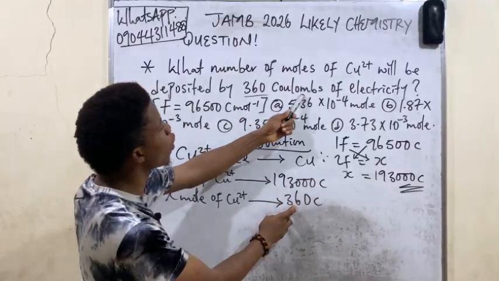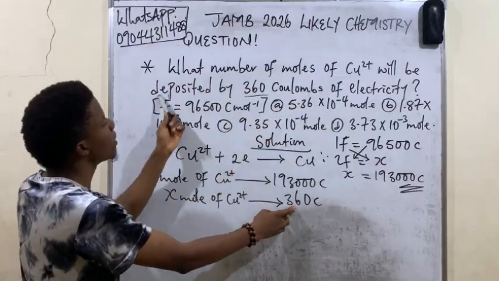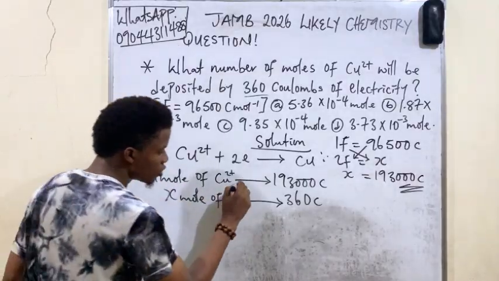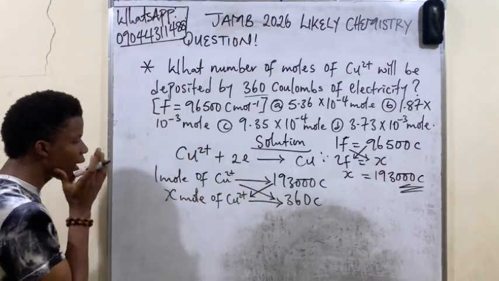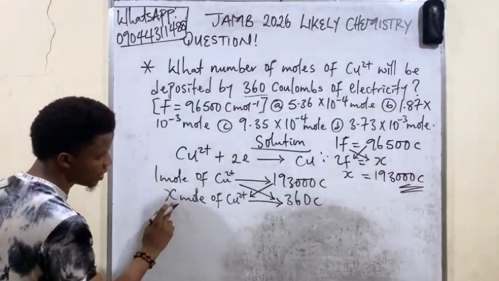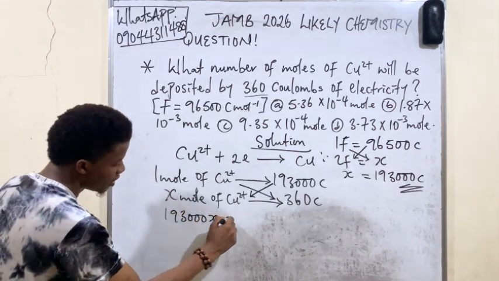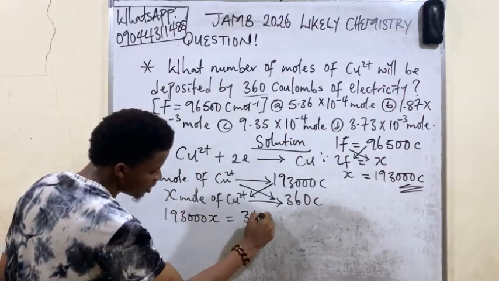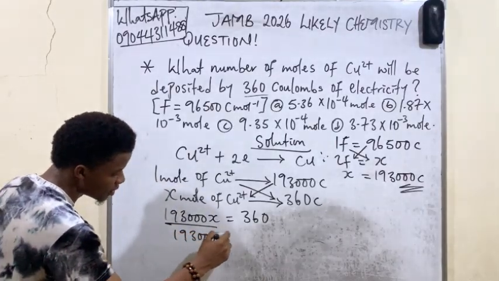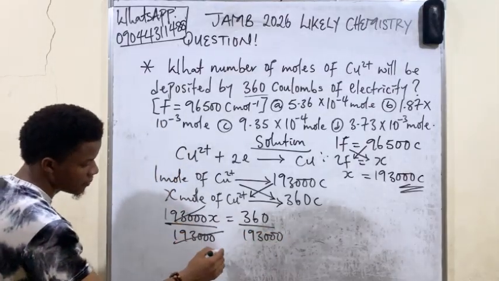Therefore, 360 coulomb will produce how many moles? What number of moles will be deposited by 360 coulomb? We don't know. So now we cross multiply. X times 193,000 equals 1 times 360, which is 360. So obviously we are going to divide both sides by 193,000. So this cancels out this.